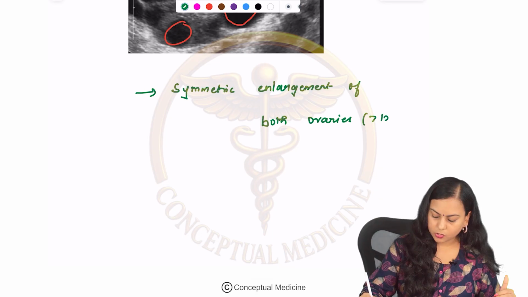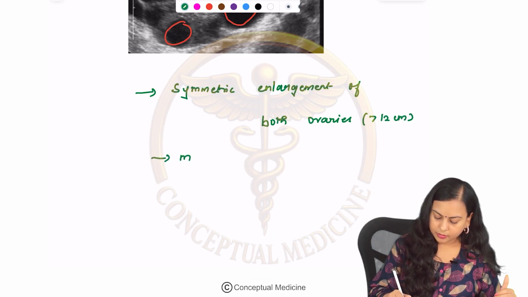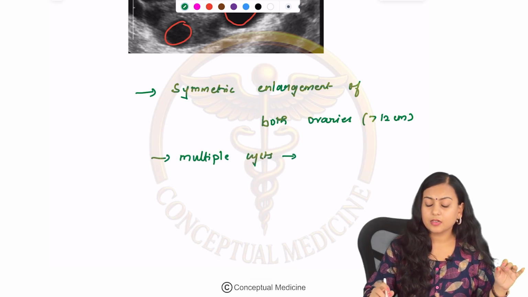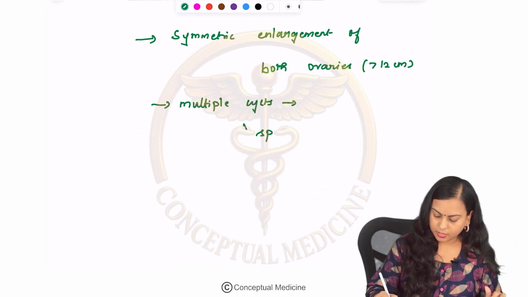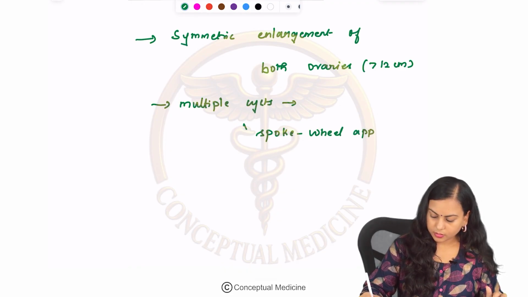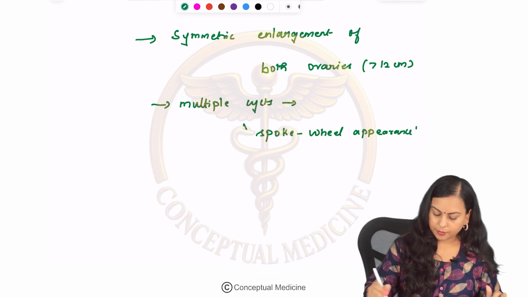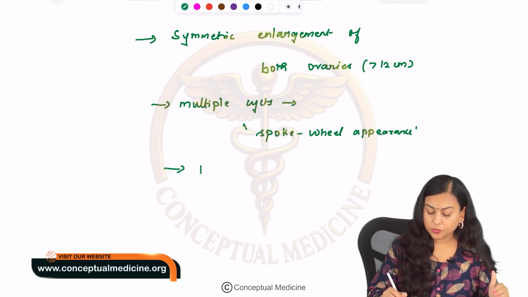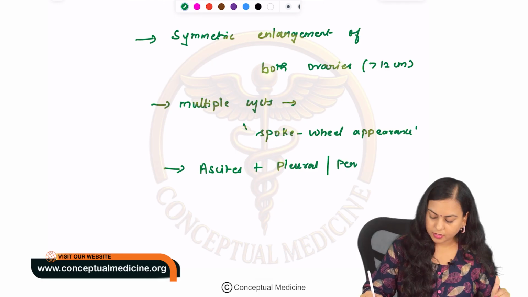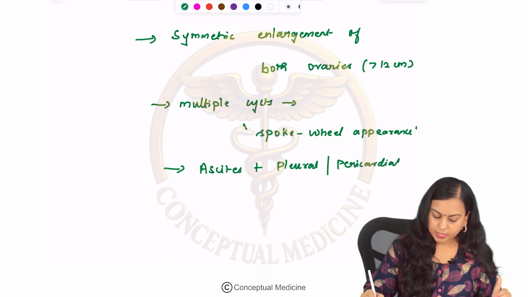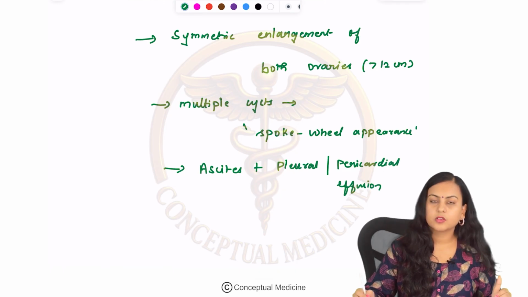size is more than 12 centimeter, and you will be seeing multiple cysts that will be giving a characteristic spoke wheel appearance. Okay, so they show a classic spoke wheel appearance, and there will be associated ascites plus pleural or pericardial effusion. Okay, so that's fine.